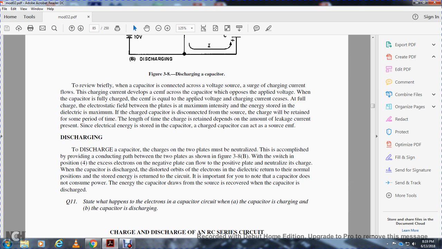It's important for you to know that the capacitor does not consume power. The energy the capacitor draws from the source is recovered when the capacitor is discharged.